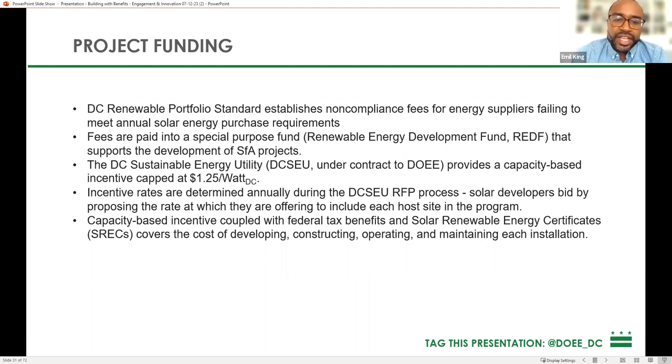Then the developers tend to couple those incentives with federal tax benefits, SRECs, et cetera, to cover all of their costs. So in the district, it's very lucrative for a private developer to develop a solar project as well as a Solar for All project. So win-win in that regard. Next, please.